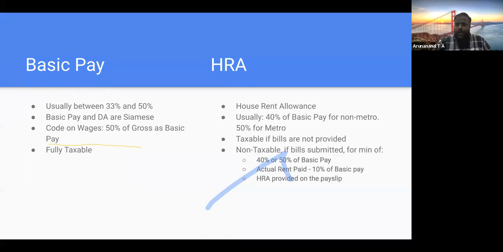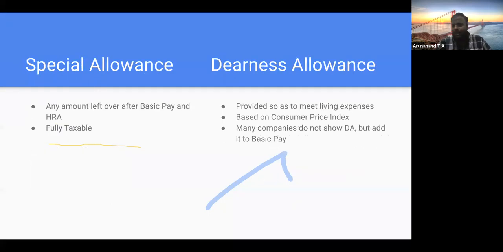And the third component is special allowance. Special allowance is nothing but you had basic pay and you have HRA. So to meet the total gross pay, there is some amount left. That amount goes to special allowance. So broadly, this salary has 3 parts. Let's forget about the compliance parts and contributions, etc. So basic pay, HRA, and whatever is left goes to special allowance. And one sad part is that special allowance is fully taxable.